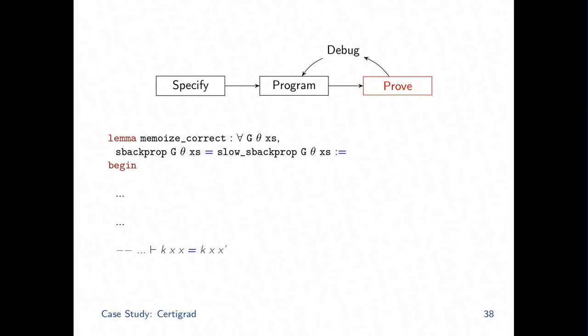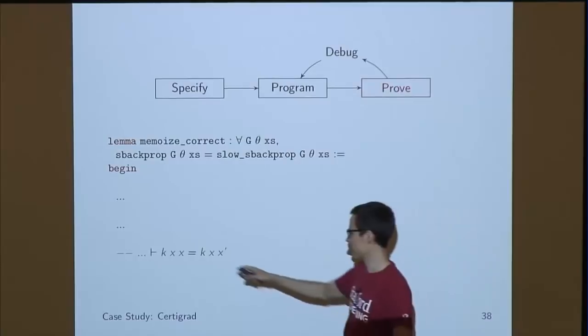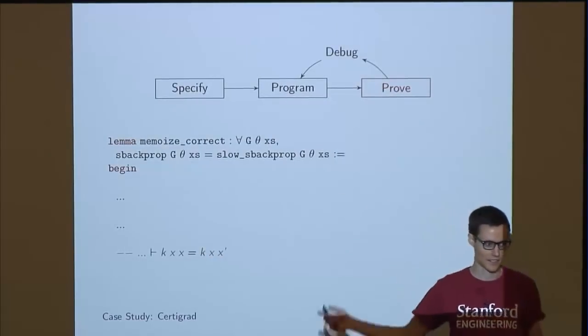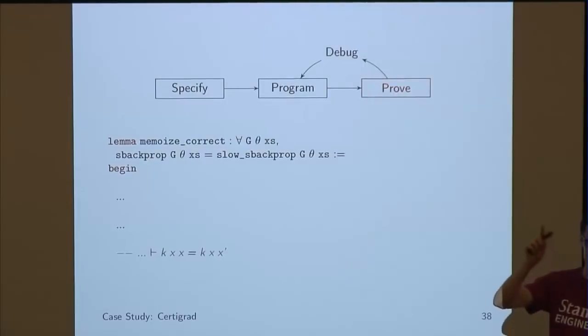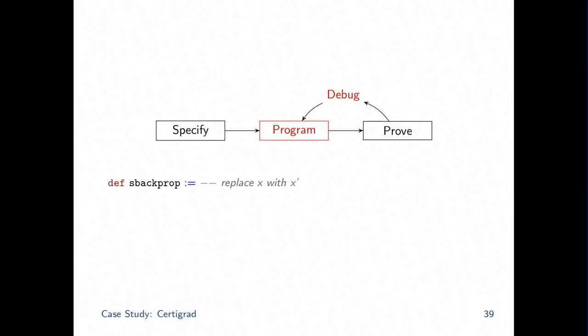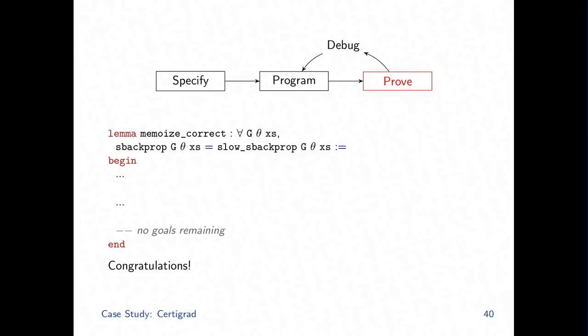So now we start proving, blah, blah, blah, and we get some goal where you've got some x on the left-hand side, which is supposed to equal some x prime on the right-hand side. This is actually the bug I had, I was missing some primes. And so we realized that some x was supposed to be an x prime, so we go back and debug our program, replacing x with x prime. We go back to prove, blah, blah, blah, and eventually we're done. And now at this point, congratulations, you really have an efficient and correct program.